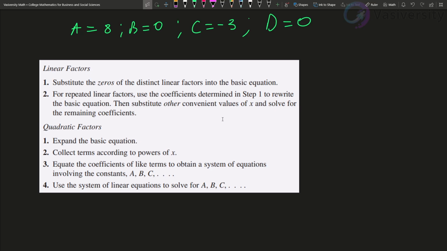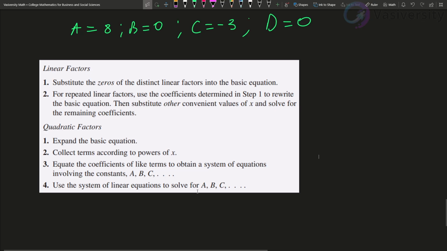And then if we have a quadratic factor, of course, we are going to be expanding the basic equation as we did, collecting the terms according to powers of x. That's exactly what I did, right? So we're going from the highest power to the lowest power, and our lowest power is the constant, which is power 0. Then we're going to be equating the coefficients of like terms, based on power. And then we're going to be using a system of linear equations to solve for the coefficients.